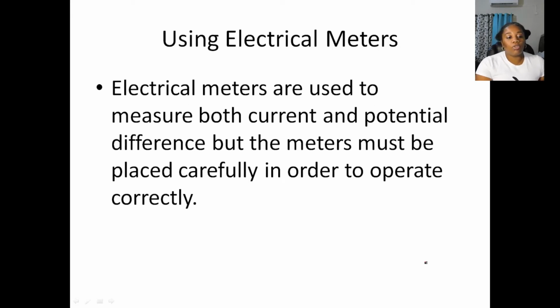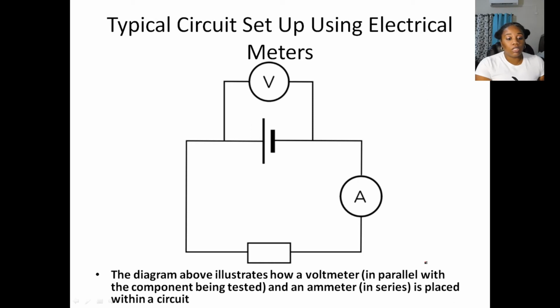Electrical meters are used to measure both current and potential difference, but the meters must be placed carefully in order to operate correctly. So here is the way you place them. The voltmeter is placed across either the appliance, or if you want to check the voltage across the cell, you place it across that. The ammeter is placed in series. So voltmeters are placed in parallel, while ammeters are placed in series.